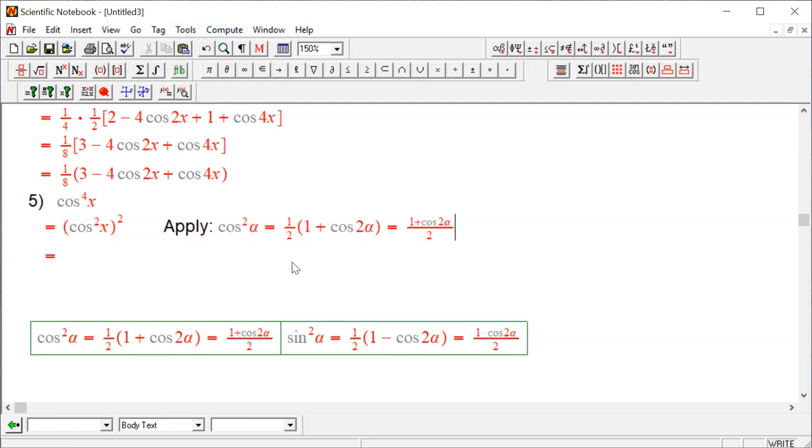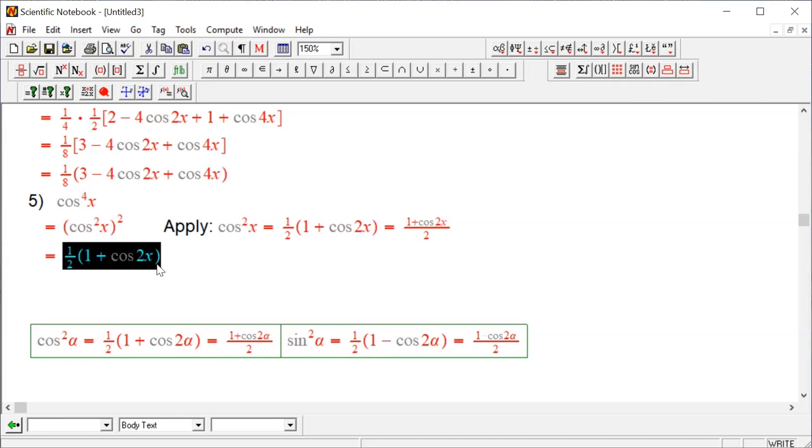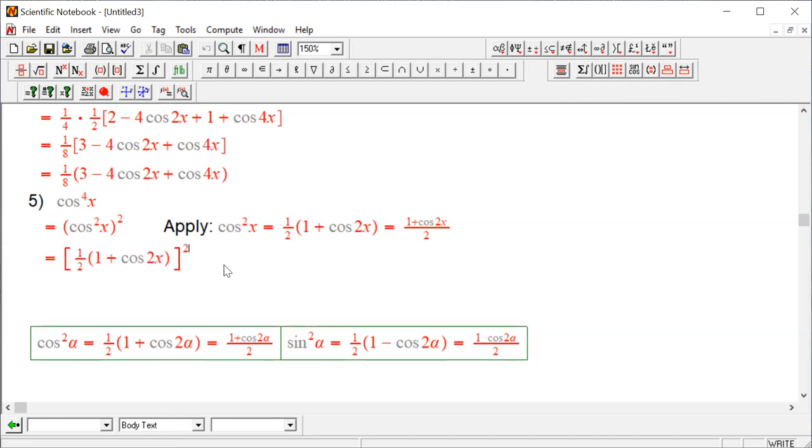We apply that, right? So here's x, and then you can use either one. So I'm going to use this one. In the next step, the inside of the inside will be replaced by this piece, and then the outside is going to be squared.